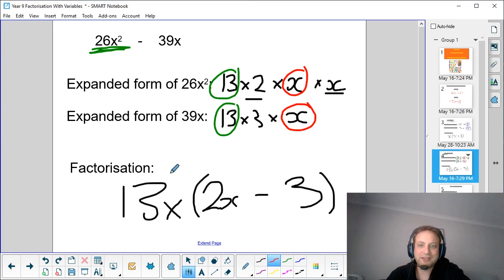Right, we can check that we've done this right by timesing that back in if we want. That would make 26x squared. That would make 39x. We've done it right. Okay, so essentially your goal is to find whatever's in common, right? A number, a letter, and then get it out of there, divide it out, and see what you're left with.